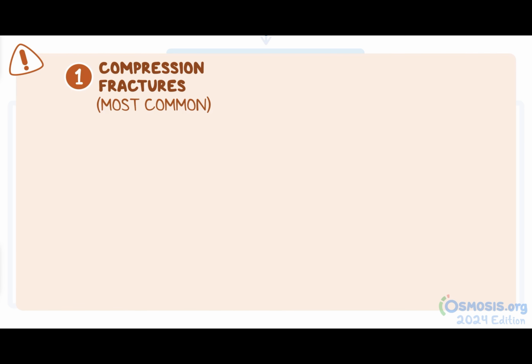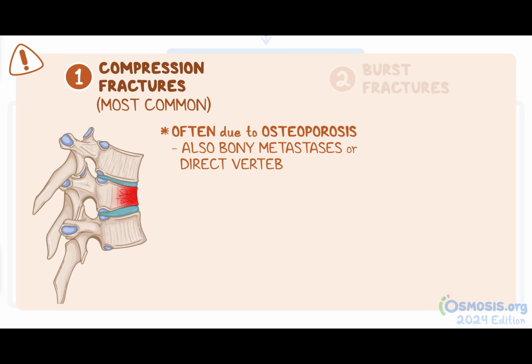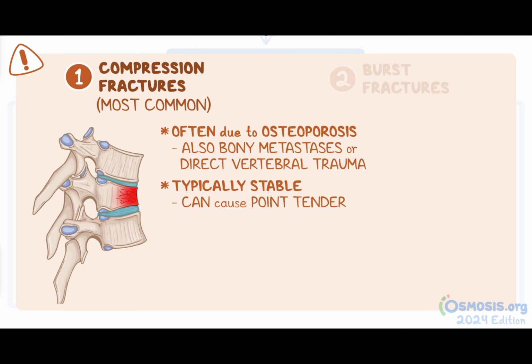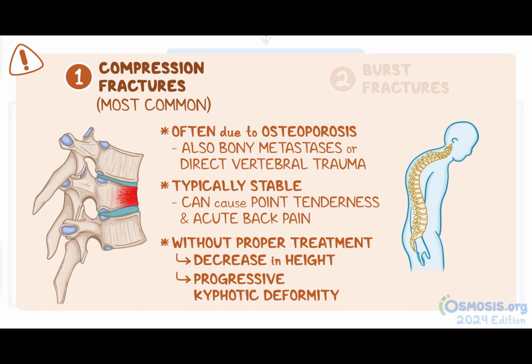Here's a high-yield fact. There are two major types of vertebral fractures: compression fractures, which are most common, and burst fractures. Vertebral compression fractures are often due to osteoporosis, but can also be due to bony metastases or direct vertebral trauma. They are typically stable, but can cause point tenderness and acute back pain. Without proper treatment, they can lead to decrease in height and progressive kyphotic deformity known as a dowager hump.